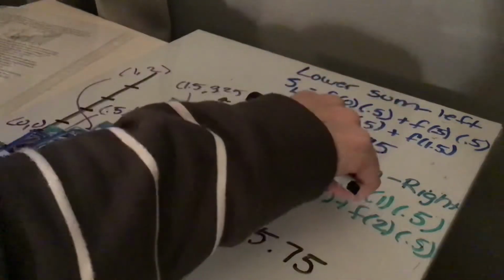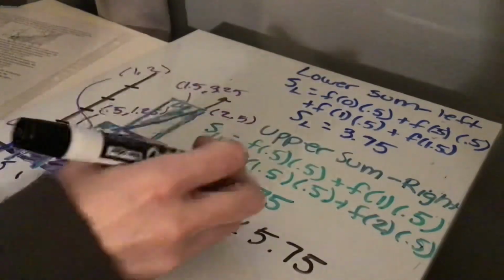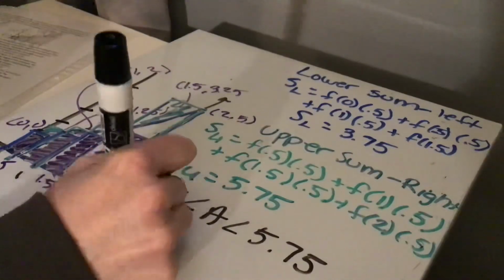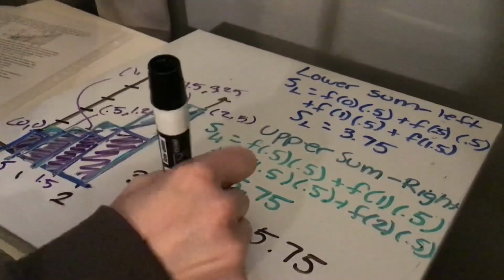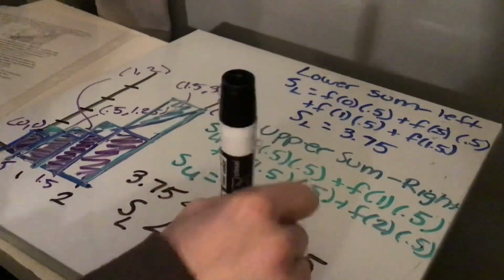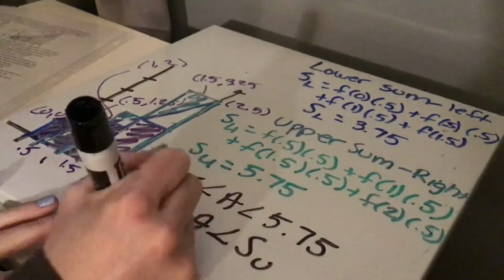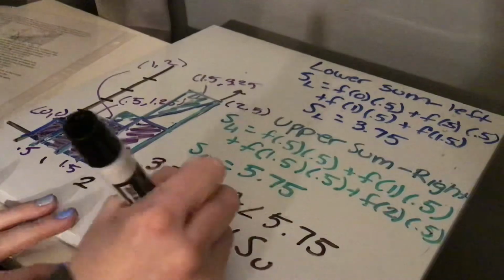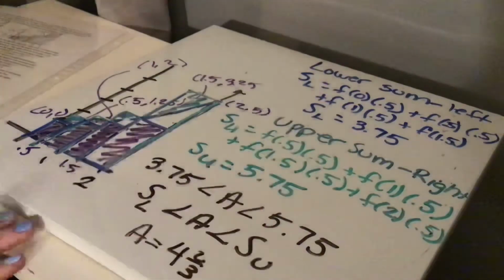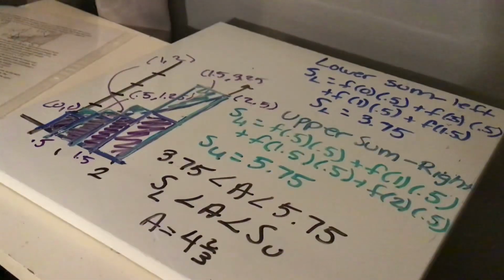Because these covered less than these rectangles, these covered more than. So to generalize, we can say that the lower sum is less than the area, and that's less than the upper sum. Okay? I can tell you that this exact value that we're trying to find is 4 2/3. Not quite there yet, okay? It's coming in later lessons.